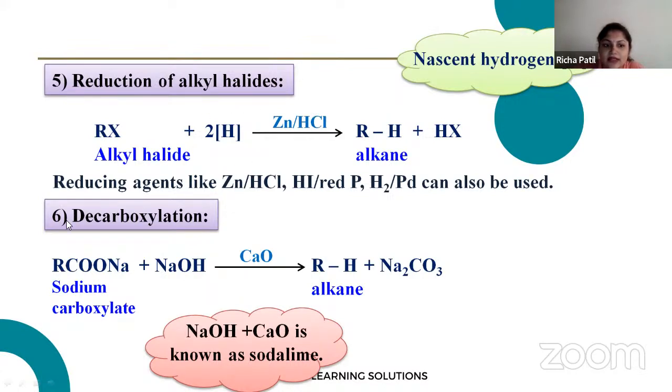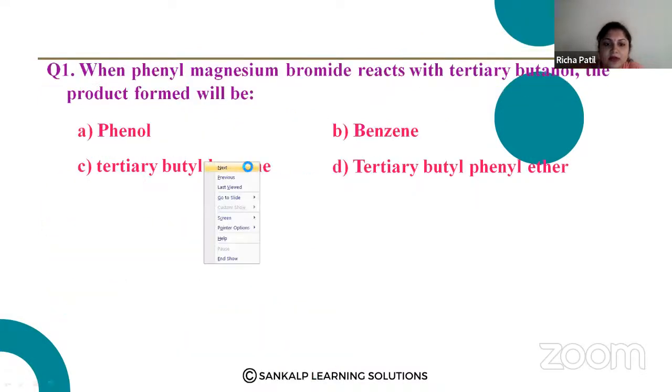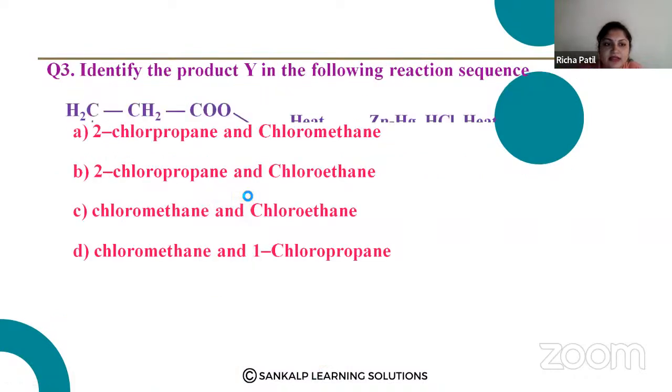Next is decarboxylation. What do you mean by decarboxylation? It is the removal of carbon dioxide. Here you react sodium carboxylate with sodium hydroxide and calcium oxide. What are sodium hydroxide and calcium oxide together? It is soda lime, to give you an alkane. So this is decarboxylation, where carbon dioxide is liberated. Next, we had seen some of the questions and we had discussed this.